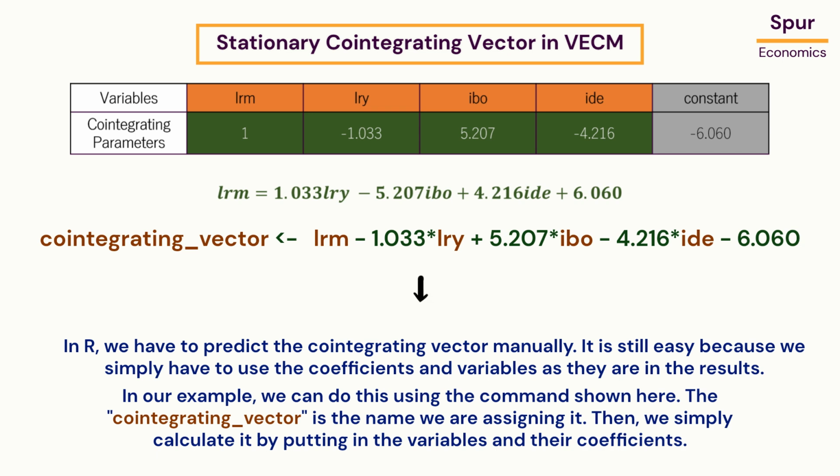In R, we have to predict the cointegrating vector manually. It is still easy because we simply have to use the coefficients and variables as they are in the results. In our example, we can do this using the command shown here. The cointegrating vector is the name we are assigning it. Then, we simply calculate it by putting in the variables and their coefficients.